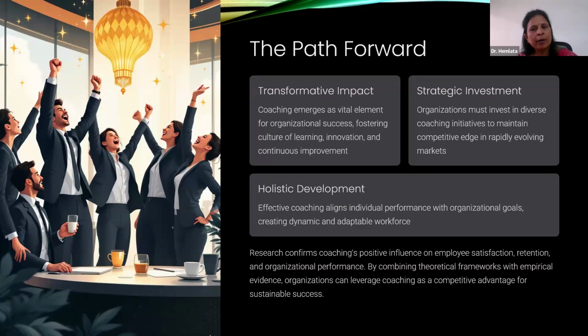Investment in coaching is now being considered as strategic investment, and it develops the employee or the coachee holistically. Research confirms coaching's positive influence on employee satisfaction, retention, and organizational performance. By combining theoretical frameworks with empirical evidence, organizations can leverage coaching as a competitive advantage for sustainable success.